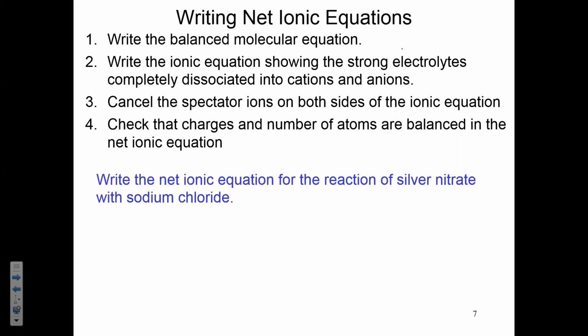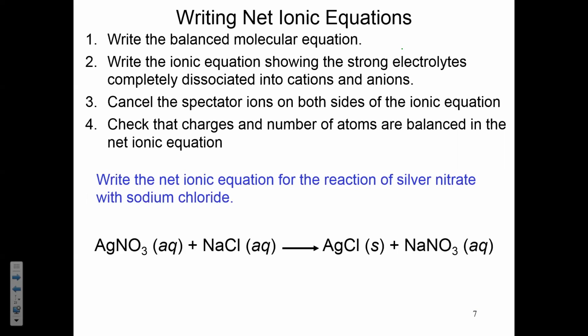Okay, so let's work on this. We're going to write the net ionic equation for the reaction of silver nitrate with sodium chloride. Now I'll give you the initial equation. Here is silver nitrate, and it's been mixed with sodium chloride, and it is yielding a silver chloride solid and a sodium nitrate solution. So first thing we're going to do is make sure it's balanced. And I'll tell you right now, it is balanced, so you don't need to worry about that.